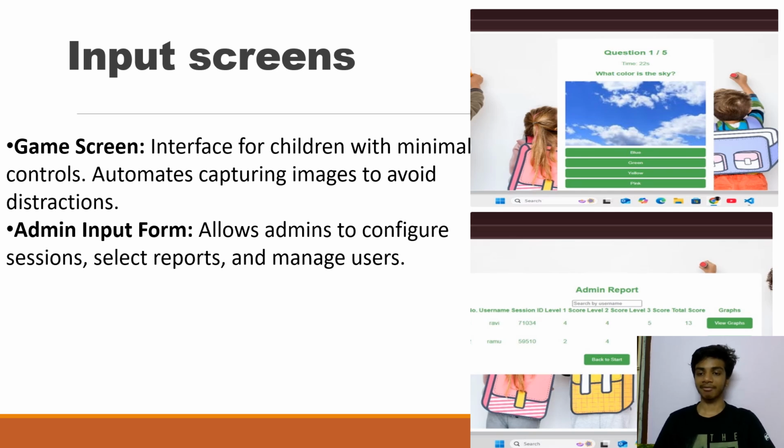One is for the child and one is for the admin. In the child interface, you can only access the game and it does not have access to the report part. The admin has access only to the report part, where he can decide which child's report he wants to see. That's it.